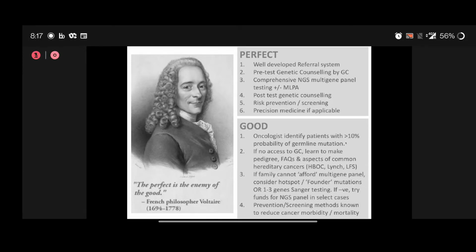And what is important, that good is also possible. So at least as an oncologist practicing, you can identify patients with more than 10% probability of a germline mutation. So whenever NCCN is there, take into account. If you don't have access to a genetic counselor, learn to make a pedigree, know what are the frequently asked questions and the aspects of at least the common hereditary cancer syndromes, which is HBOC, Lynch syndrome, and Li-Fraumeni syndrome. And if the family cannot afford multi-gene panel testing, consider hotspot and founder mutations. I've not shown the data, but there are founder mutations in Indian breast cancer patients, or limited testing and prevention and screening methods known to reduce cancer morbidity and mortality.